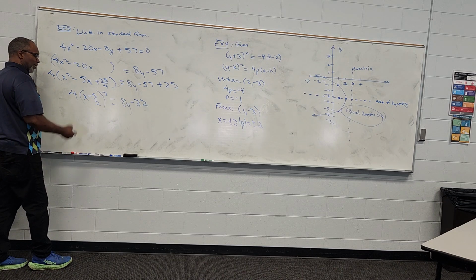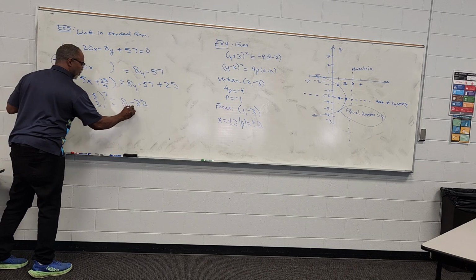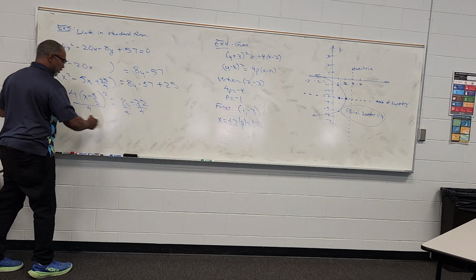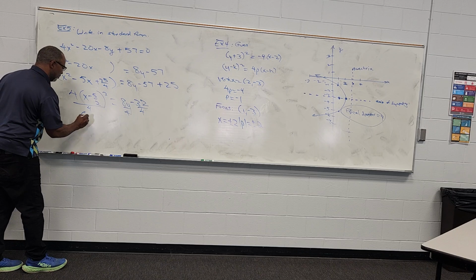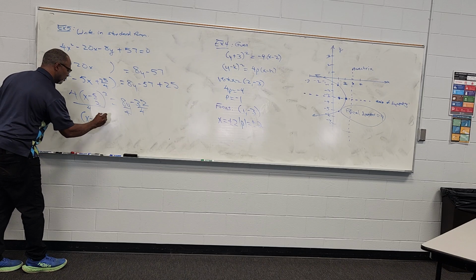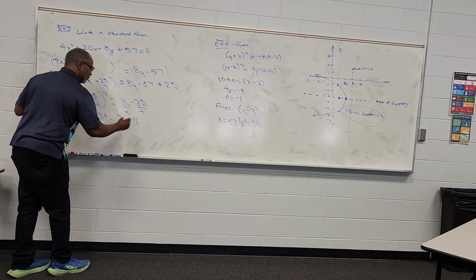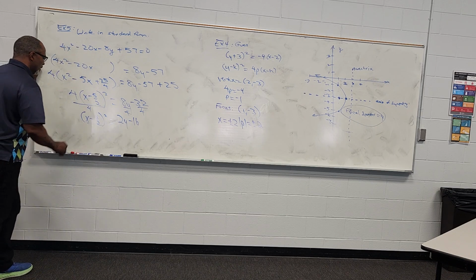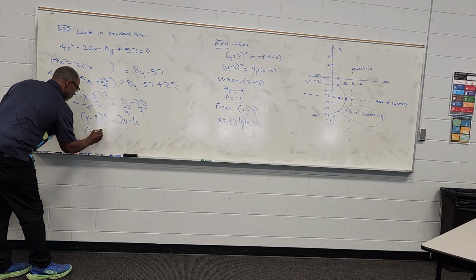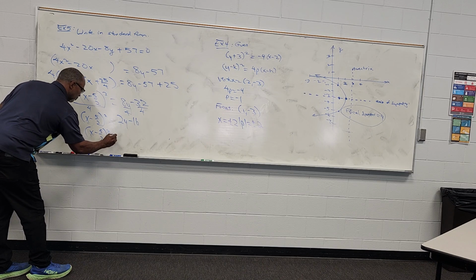Okay? The last step is to divide everything by 4. If I do it over here, I do it everywhere. So that'll give me x minus 5/2 squared. 8 over that makes 2y minus 16. Okay? And factor the 2 out.